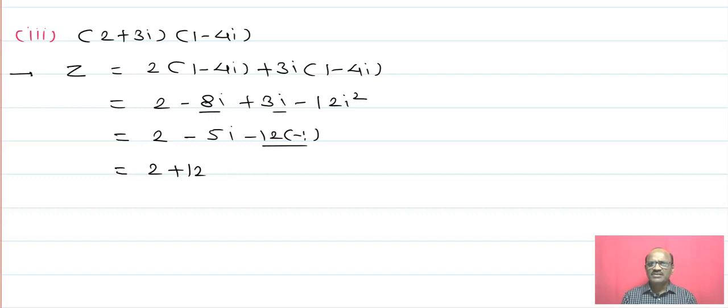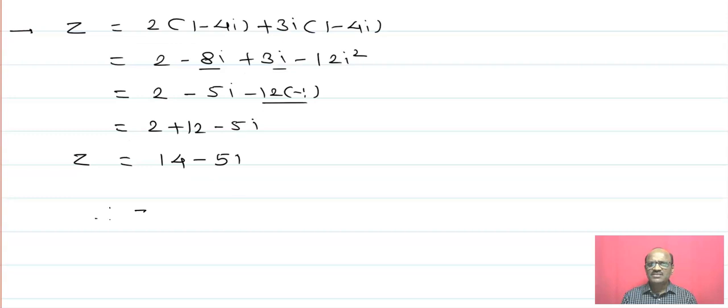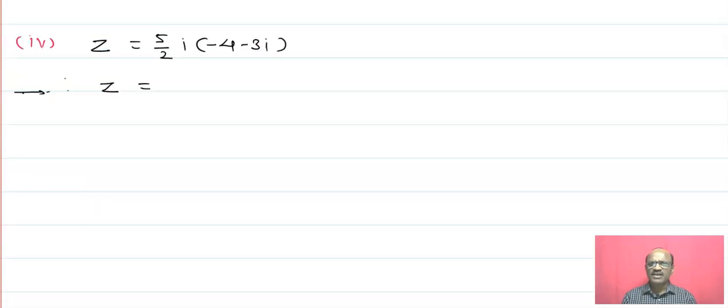Now what is happening there? Minus 8i plus 3i is minus 5i. I squared means what? Minus 1. That is 2 minus 5i plus 12. 12 plus 2 is 14, and it is minus 5i. Therefore, z is equal to 14 minus 5i.